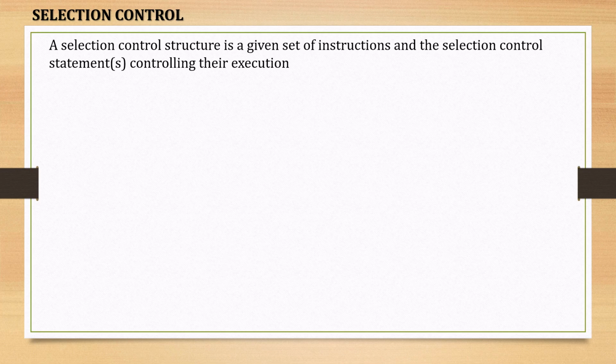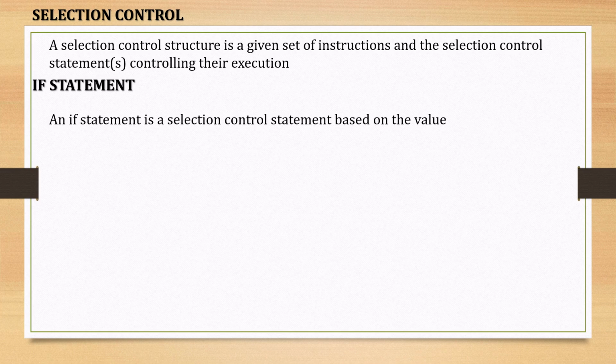A selection control structure is a given set of instructions and the selection control statements controlling their execution. So we are going to see what are all the things in that selection control. The first one is the if statement. So what is generally an if? An if is a selection control statement based on a value that the condition associates.